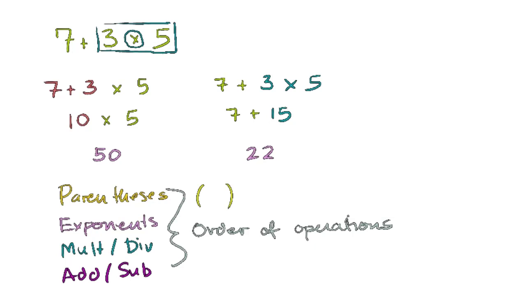Addition, we just have addition. So we do the multiplication first, get 15, then add the 7, 22. So based upon the agreed order of operations, this right here is the correct answer, the correct way to interpret this statement. Let's do another example.